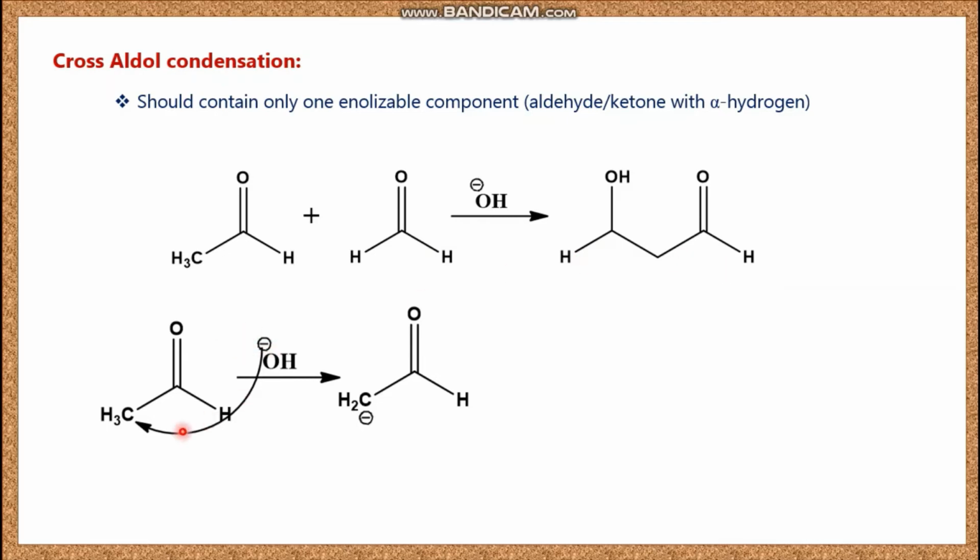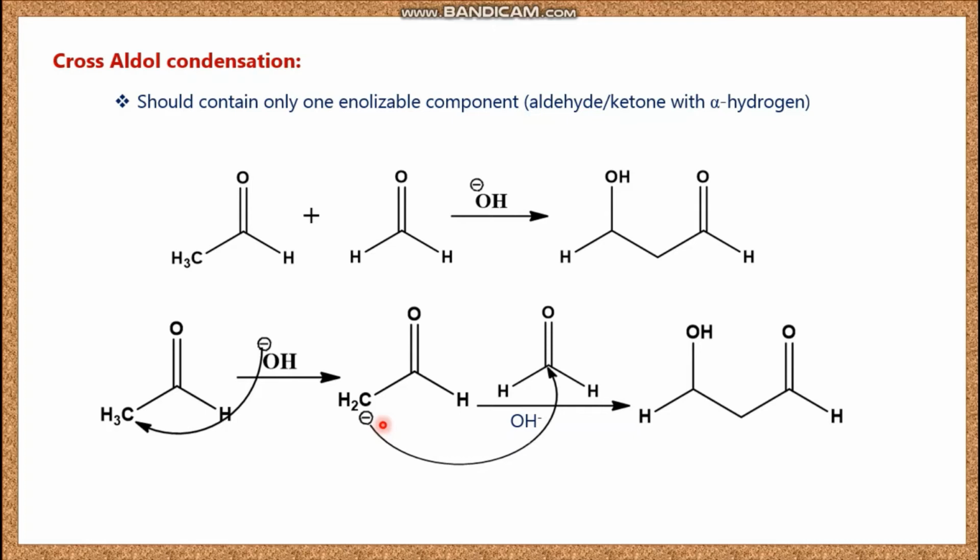The mechanism is that the base will abstract the proton. It will act as a nucleophile, and the nucleophile will attack the carbonyl carbon to form beta hydroxy aldehyde, which on further reaction, or in excess base on heating, will give an alpha beta unsaturated aldehyde. And in a crossed aldol condensation, at least one component should have alpha hydrogen.